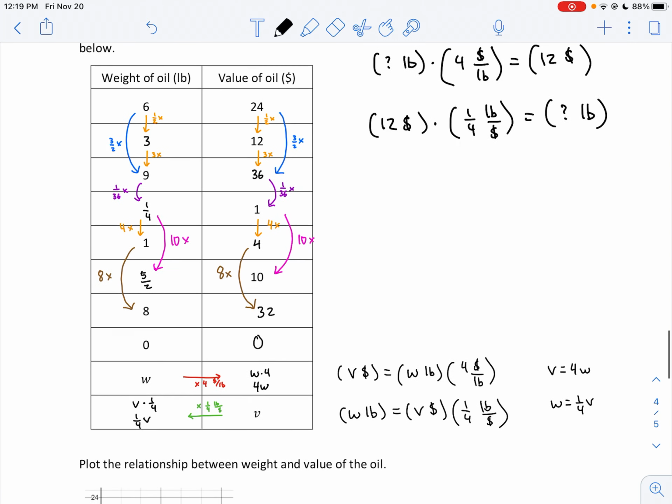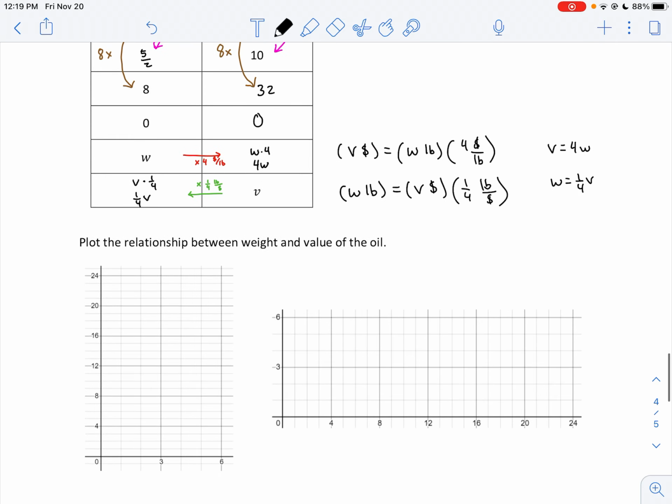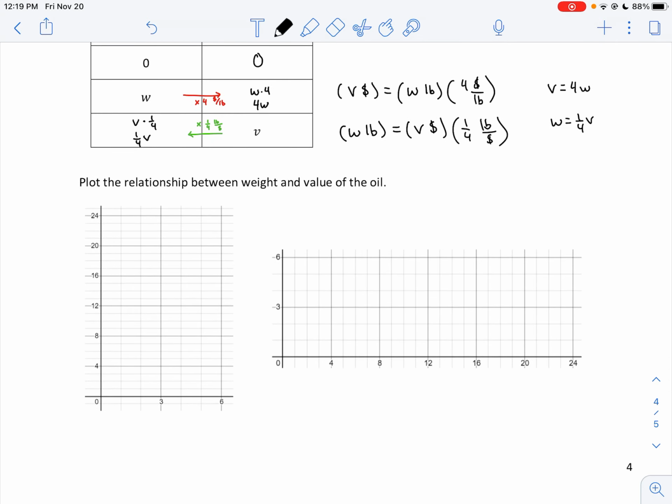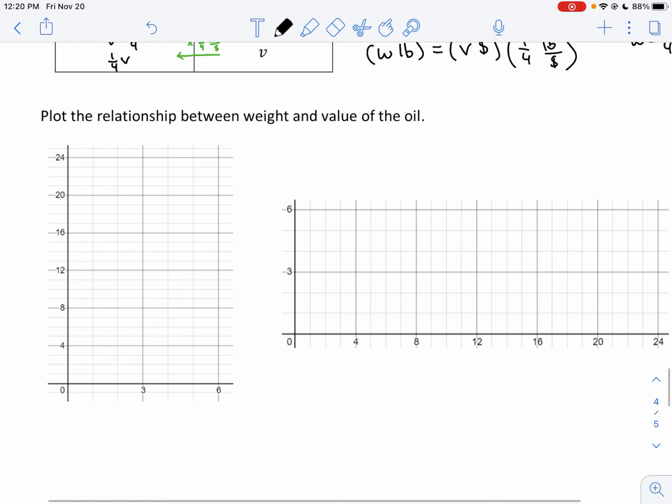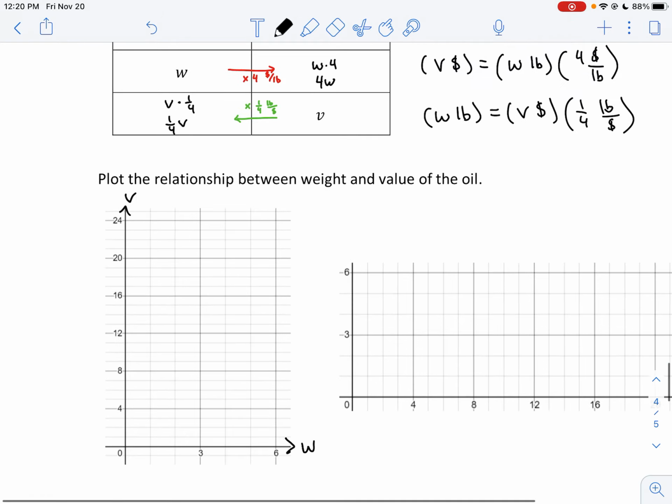All right, so we've used a variety of strategies to fill in all the missing entries of this table. Now we want to plot the relationship between weight and value. I have two different plots because it just depends on which axis you want to be W and which one you want to be V. Let's do this one here. This will be the weight axis, and this will be the value axis.